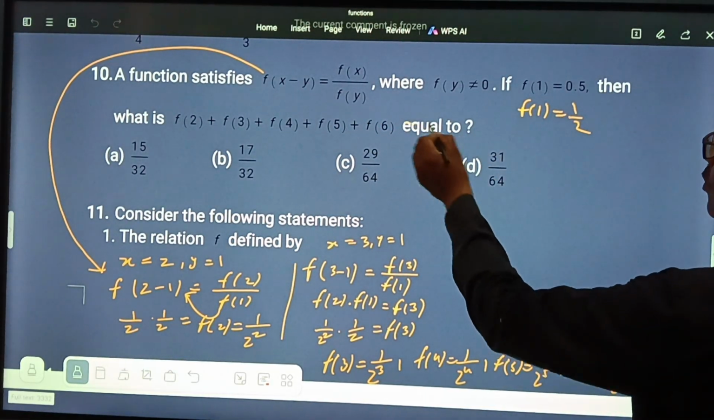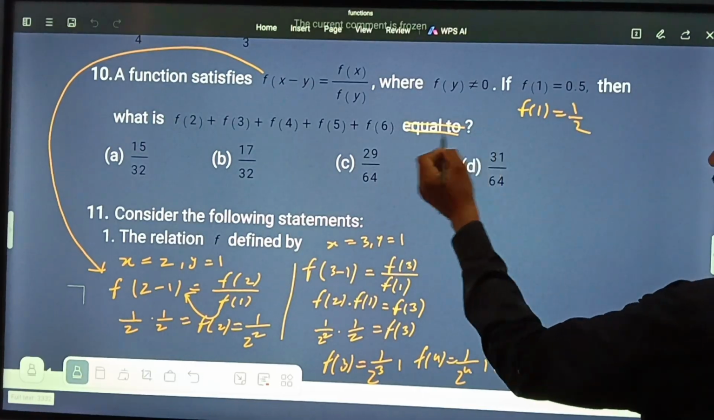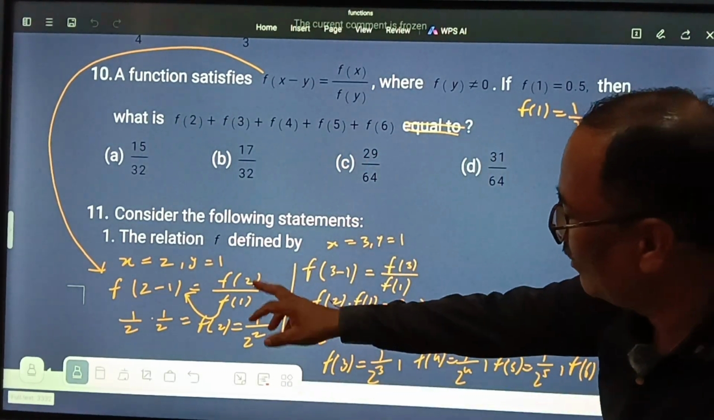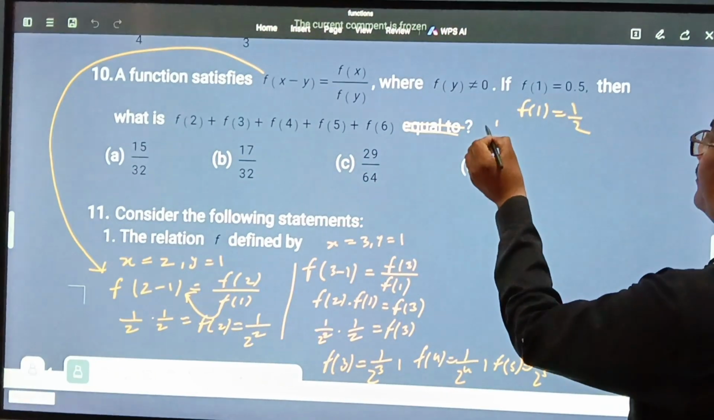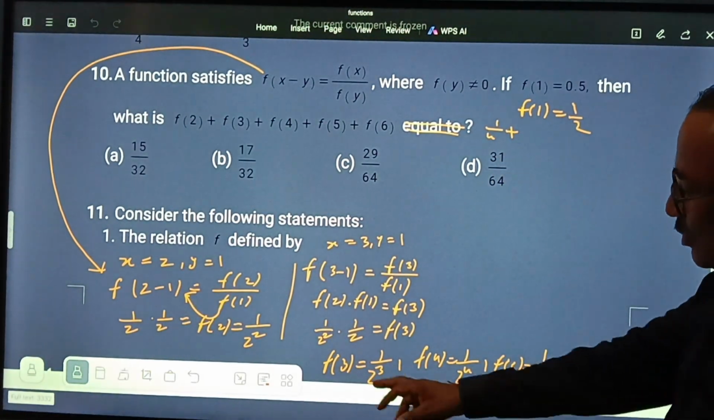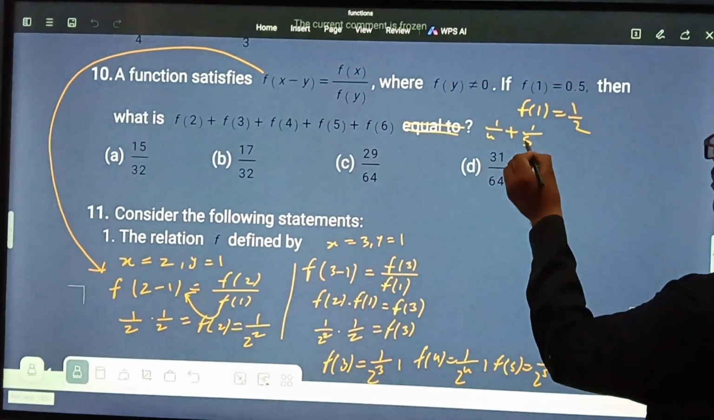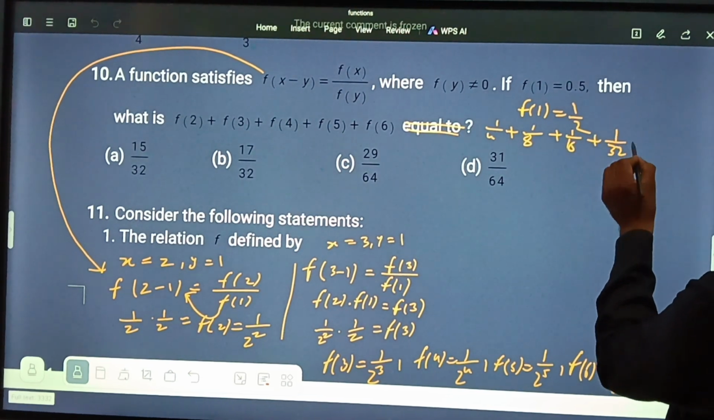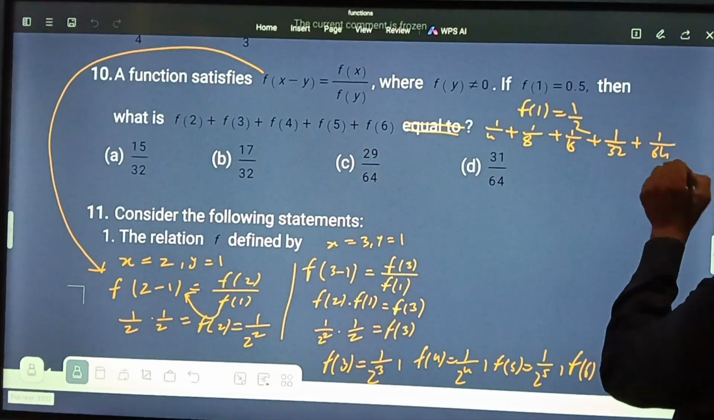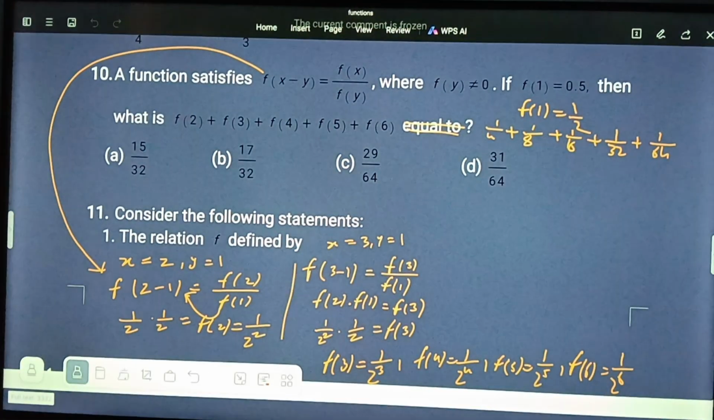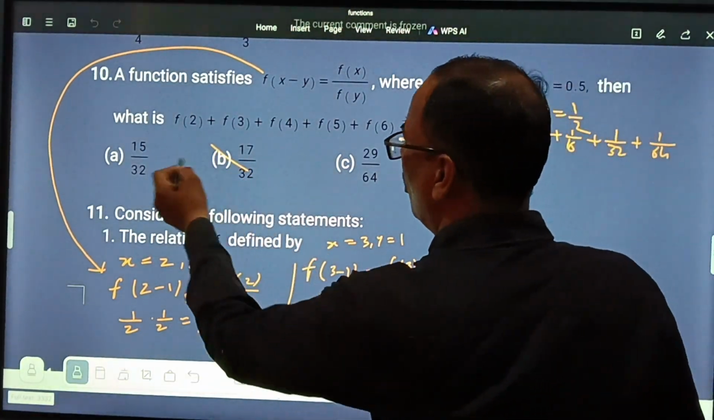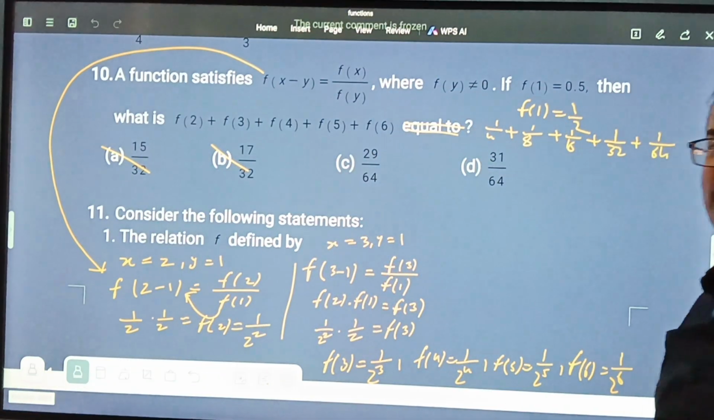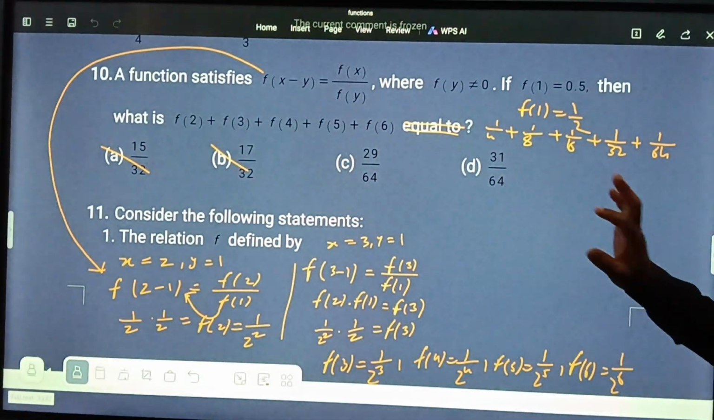F of 2 is 1 by 4. F of 3 is 1 by 8, 1 by 16, 1 by 32 and 1 by 64. So our answer is definitely not B and not A. Our answer is either C or D.